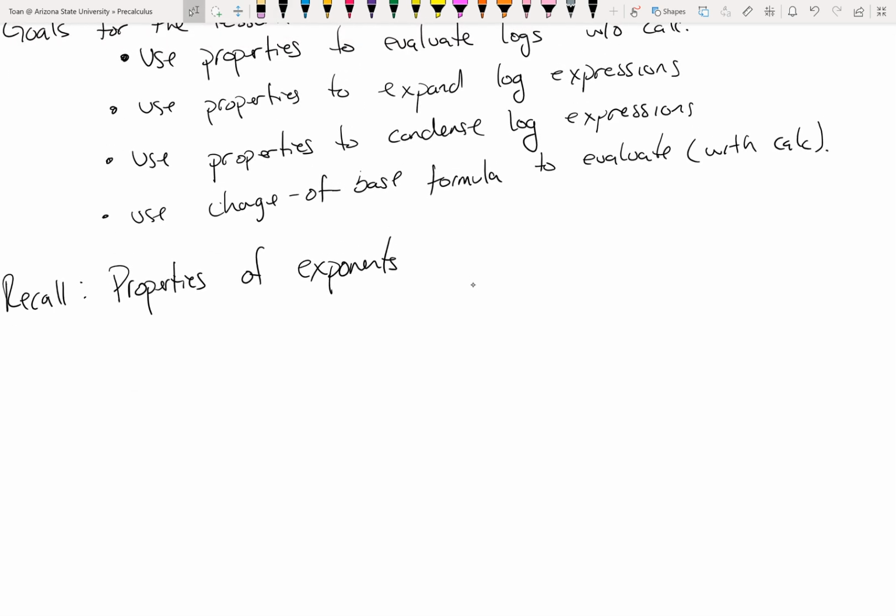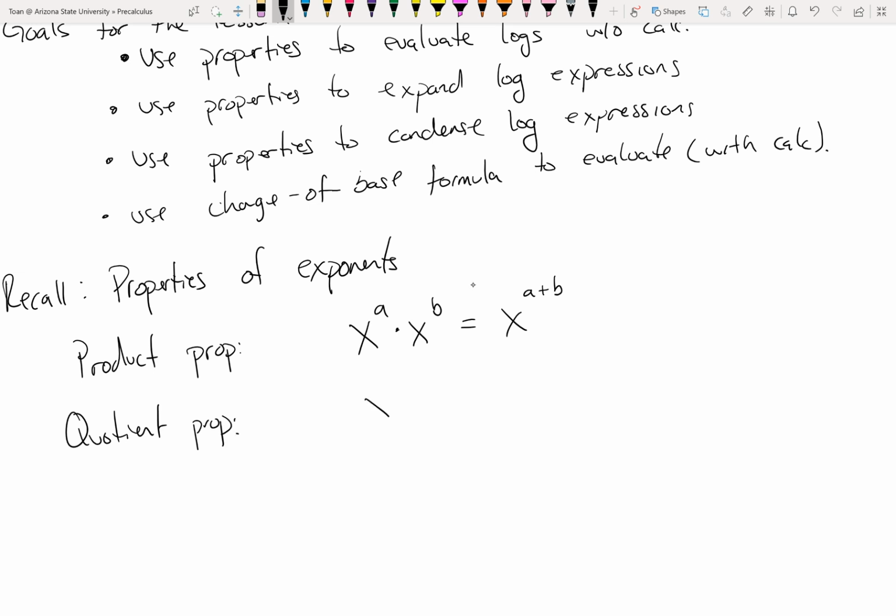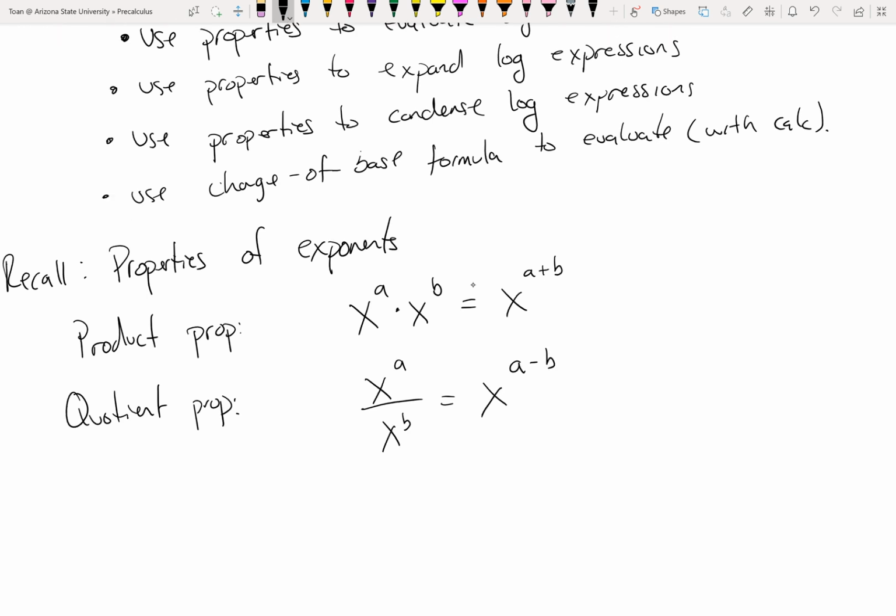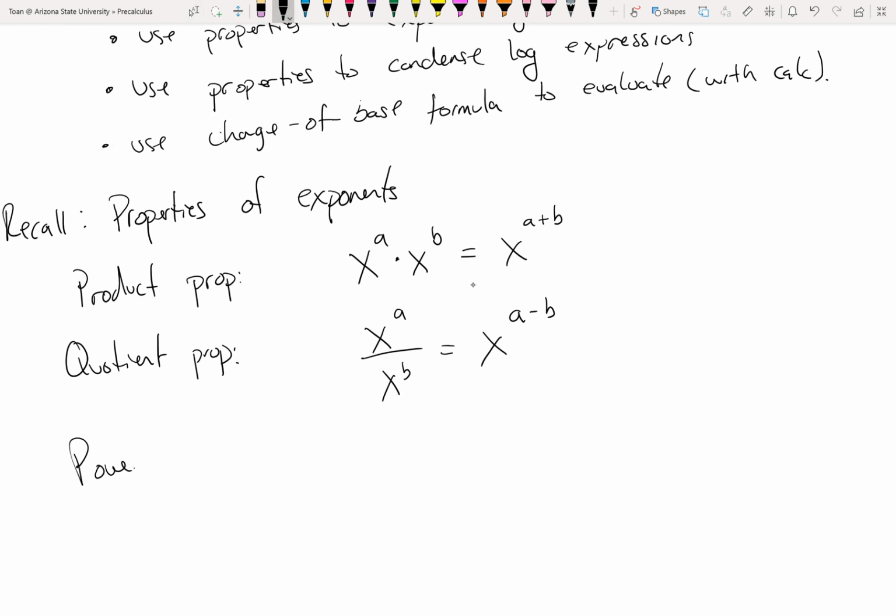So there were 5 properties. I'm only going to focus on the main 3 of them. We have the product property of exponents, which says if you multiply like bases, you add the exponents. We have the quotient property that says if you divide like bases, you subtract the exponents. And we have the power property, which says if you have an exponential expression and you raise it to another exponent, you multiply the exponents.